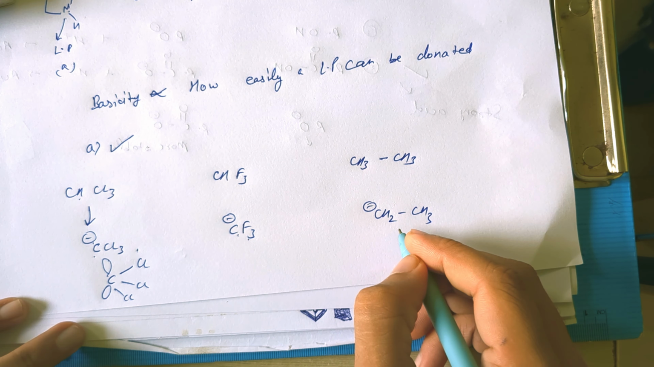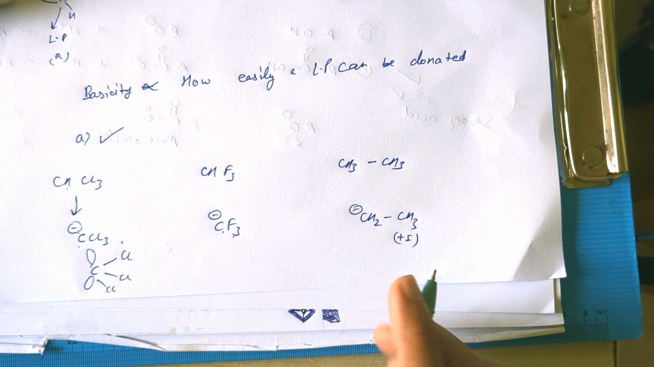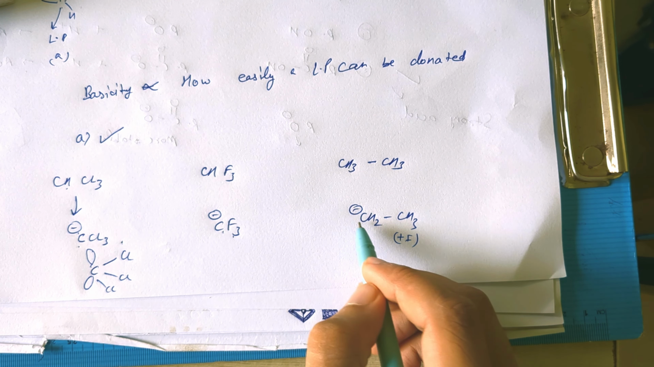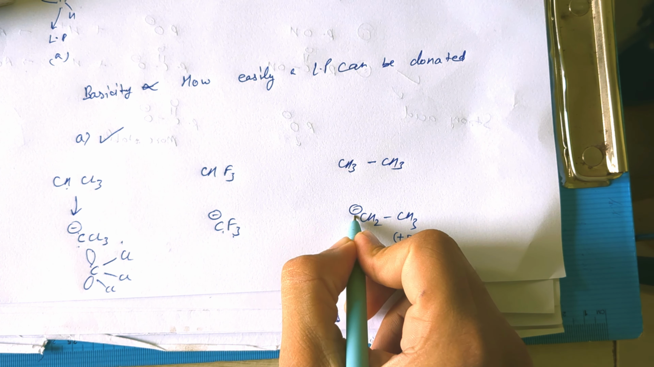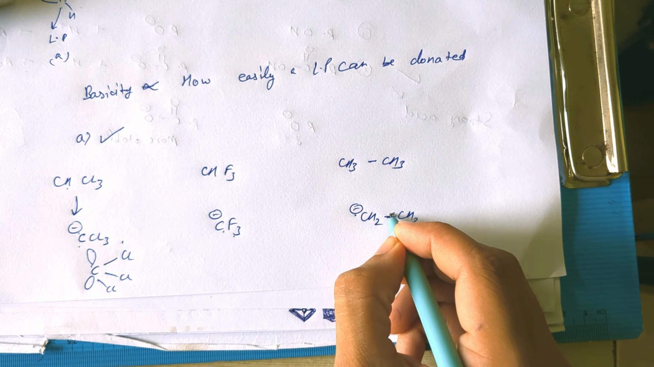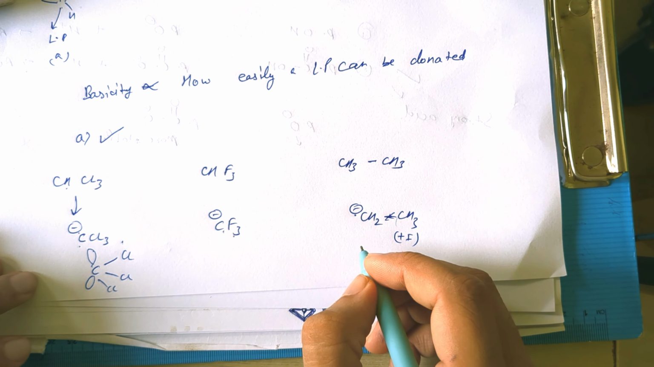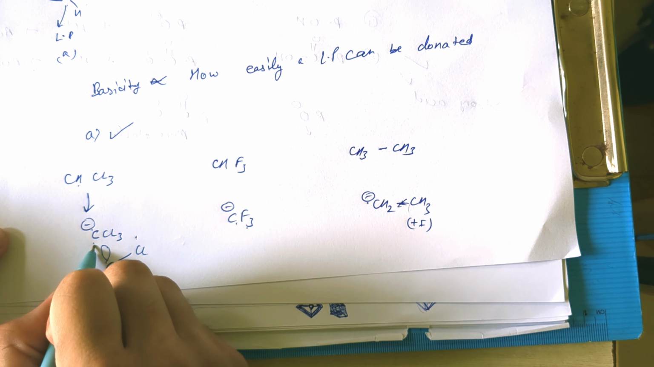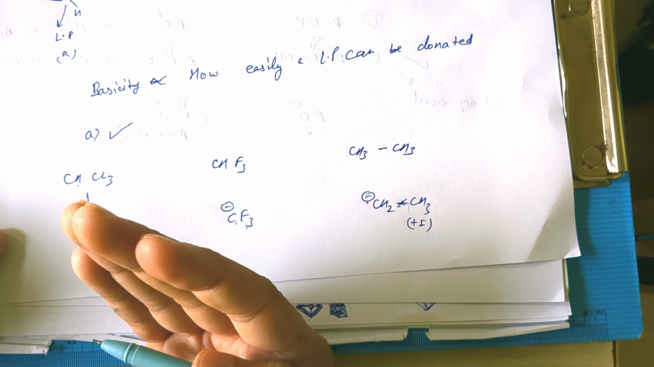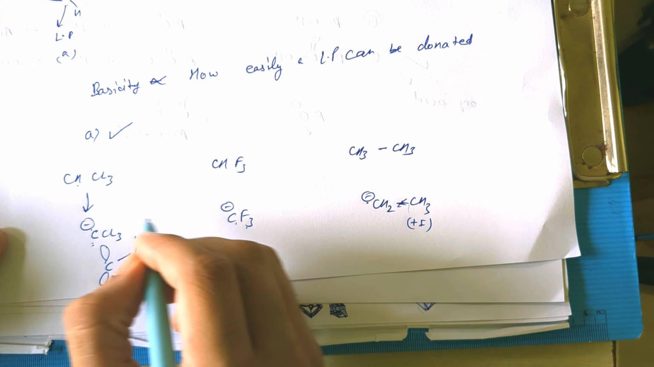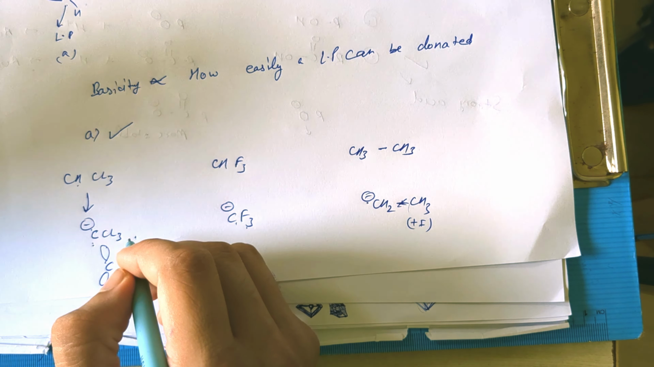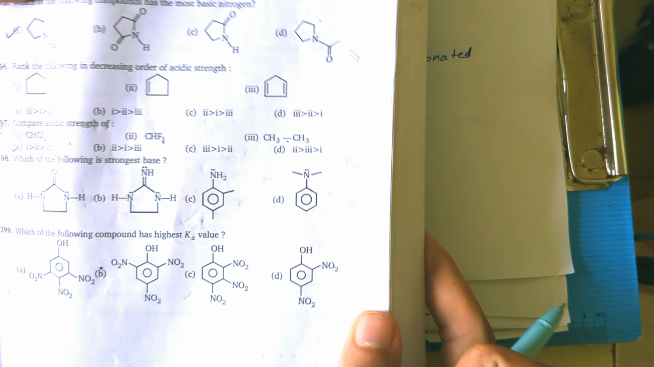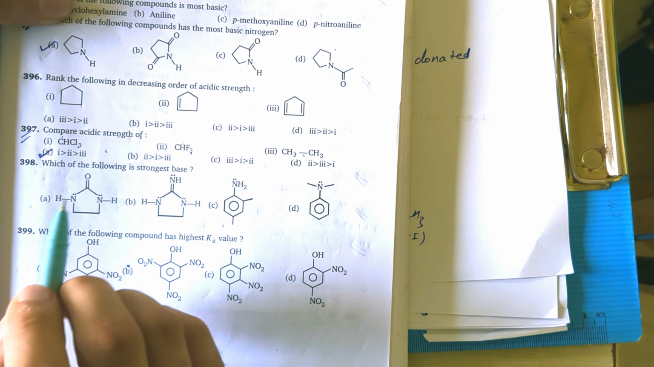And after that, here the plus I effect is dominant in the methyl carbanion, that's why it destabilizes the negative charge, because this methyl group also donates some electron, that's why it leads to higher instability. So the more the stability of the conjugate base, the more will be the acidic strength. Okay, so that's why CCl3 negative is the most stable, then CF3 negative, then the methyl one, so CCl3 is the most acidic, sorry. So option A is correct.